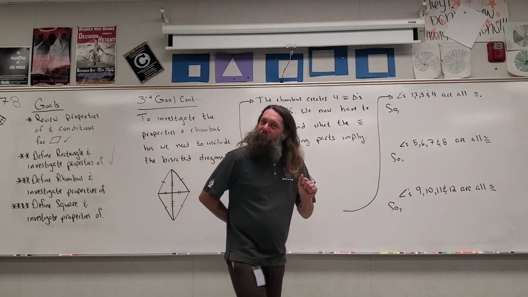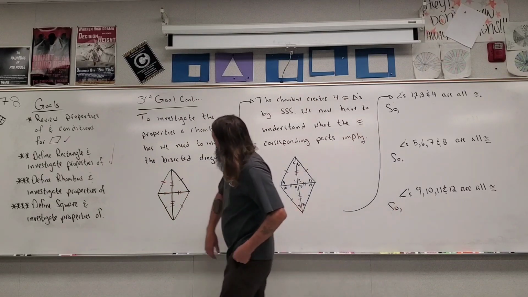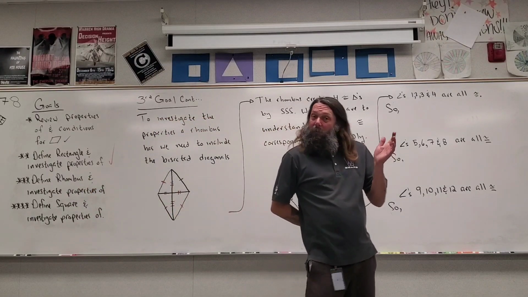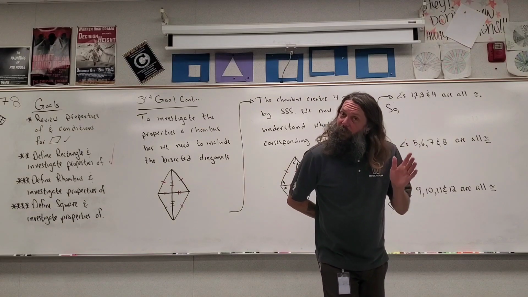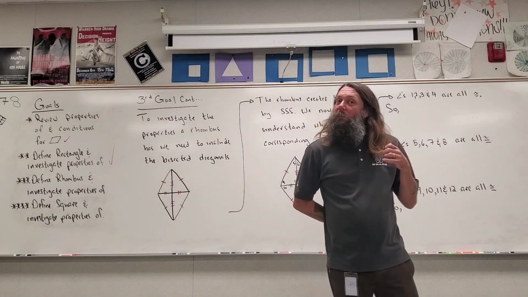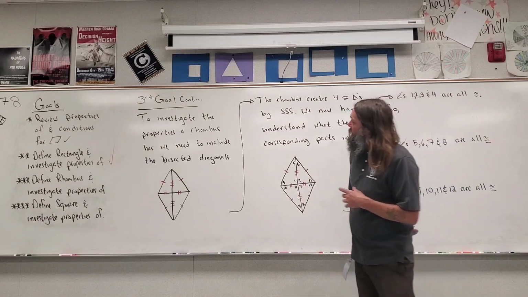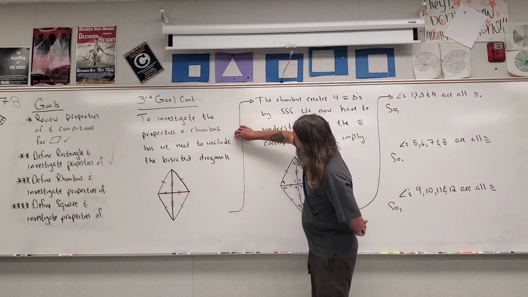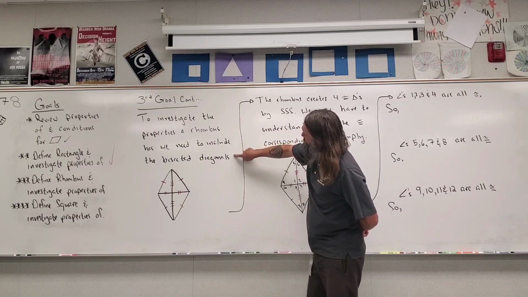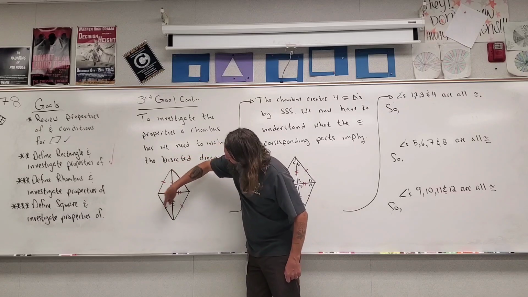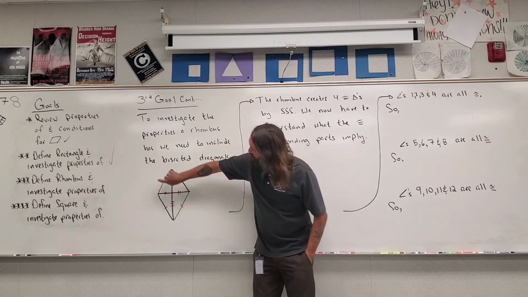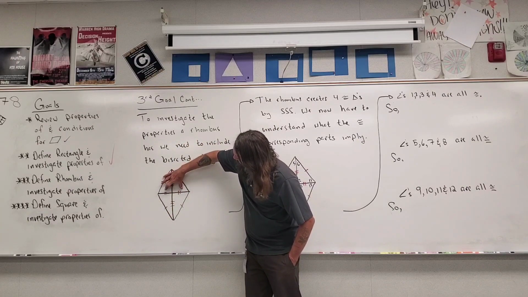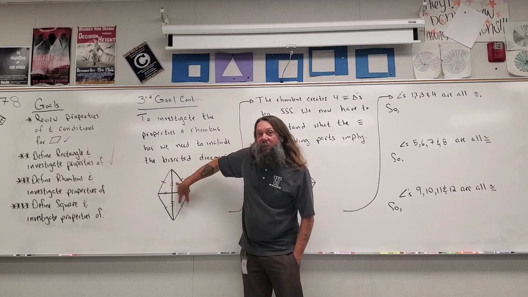I'm back. So let's continue with our third goal, investigating the properties of the rhombus. Remember, we just saw that a rhombus is a parallelogram because it has congruent opposite sides, so the rhombus inherits all the properties of the parallelogram. To investigate the properties a rhombus has, we need to include the bisected diagonals. The 1 marks are what make this quadrilateral a rhombus: all sides are congruent. Remember, the diagonals bisect each other. This diagonal got cut in half, and this diagonal got cut in half.